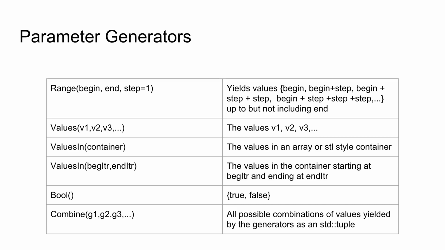Here's my object class that I want to start at as begin. Here's my object class that I want to end at as end. And then plus along the way. Values are going to be these values. ValuesIn some container: you have a vector or an array you can put there and have the values listed. ValuesIn some range between two iterators. Bool will just give you true and false. And then Combine accepts a whole bunch of generators and gives you all the combinations of possible values pulled from all these generators.